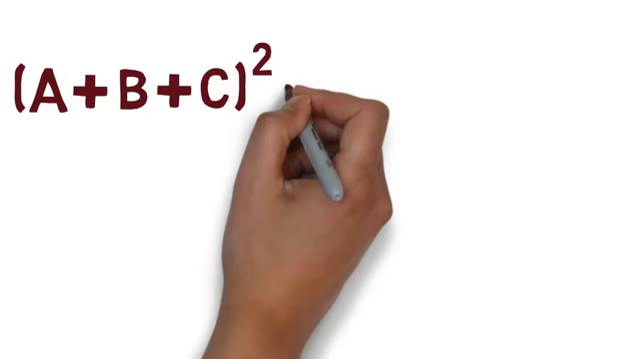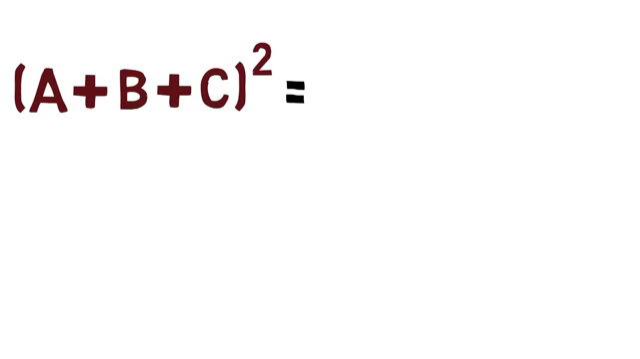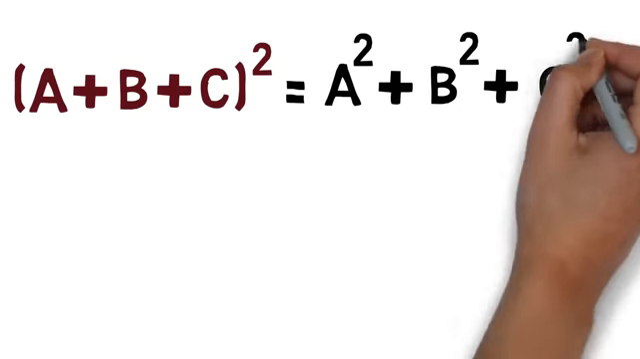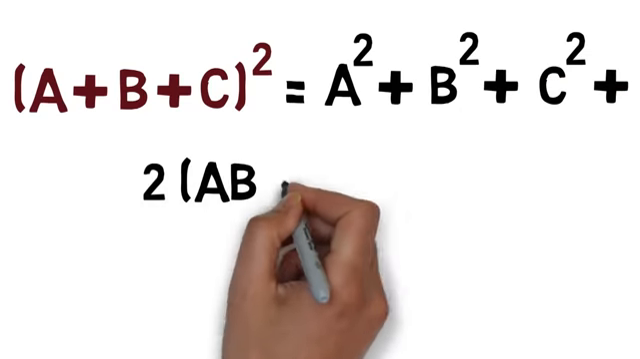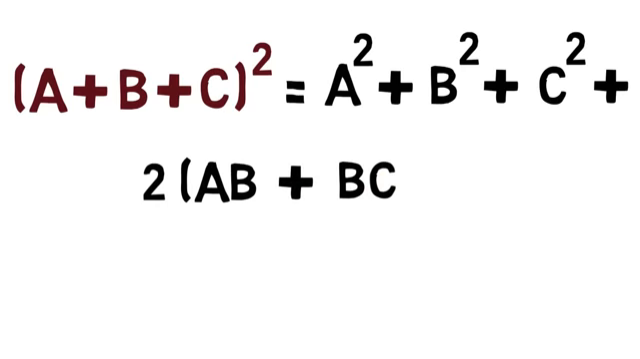Now let's move on and try to figure out what would be the value of (A + B + C)². Let's say the third variable is C, and if we are supposed to take the square of this, it is equal to the square of each variable, that means A² + B² + C² + 2(AB + BC + CA). That means 2 times all of this. Now this is one formula.